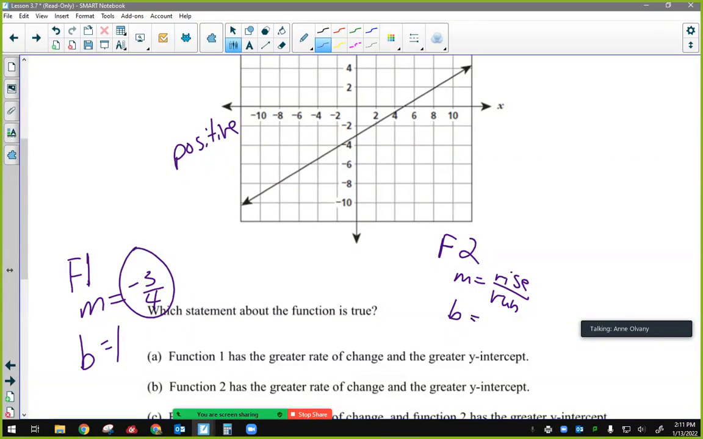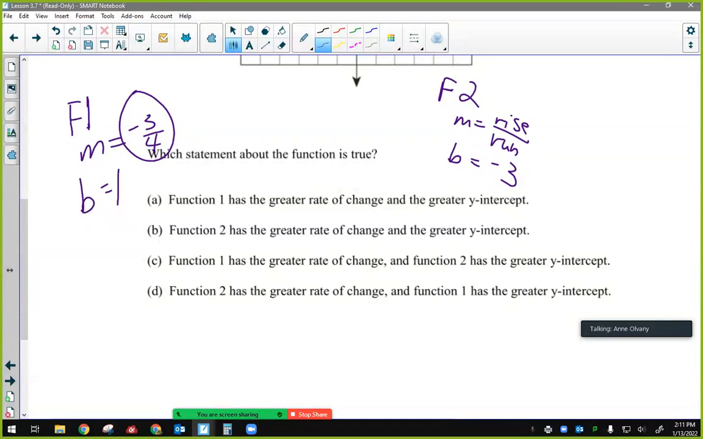Yeah. So that one could be true. Function 2 has a greater rate of change and a greater y-intercept. That's out. Function 1 has a greater rate of change and function 2 has the greater y-intercept, so that one's out. Function 2 has the greater rate of change and function 1 has the greater y-intercept. Ooh. So it's either A or D. No, it can't be D. Why? Because.